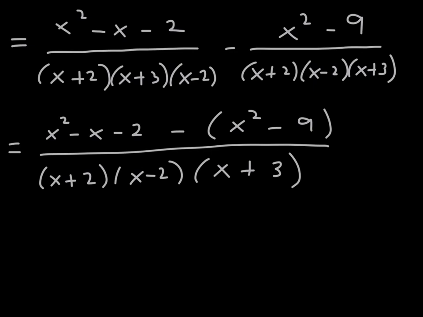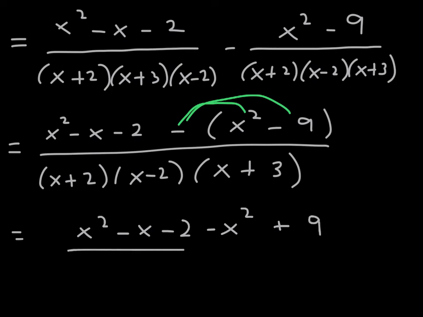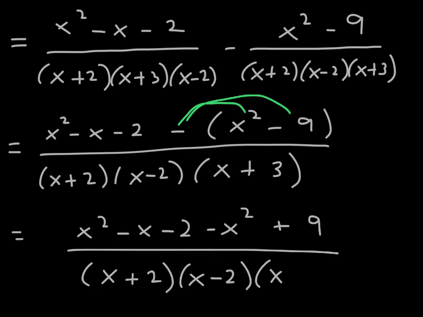Remember, multiplication is commutative, so you can rewrite the factors. You can write them in whatever order you want down here. All right, so be careful that you are distributing that negative, right? That's something to be very, very cautious about. So then you end up with x squared minus x minus 2 minus x squared right here plus 9. That's something to be very, very aware of, all right? Watch your signs.